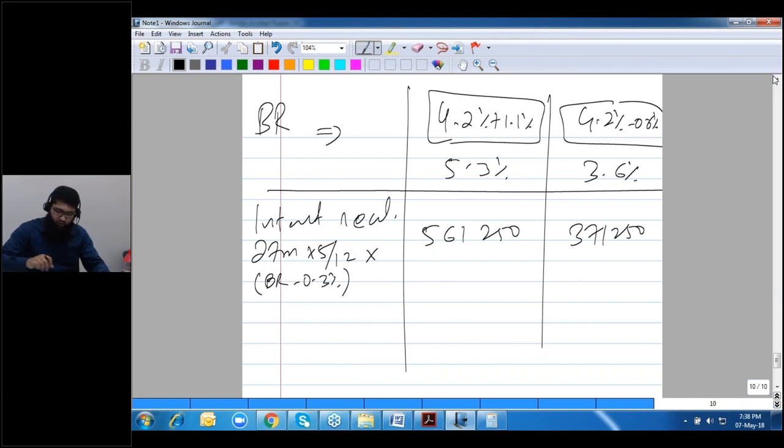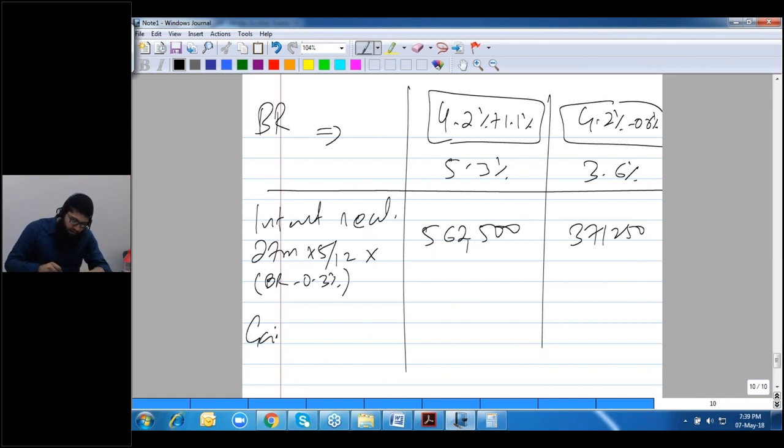Okay, 561,250, and the other one is 371,250. Okay. So basically you would receive the interest as 561,250 or 371,250, depending upon how the base rate has moved.